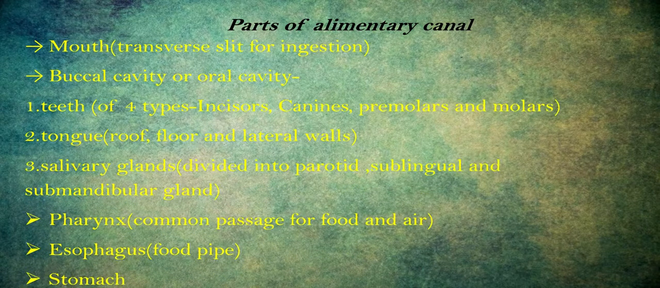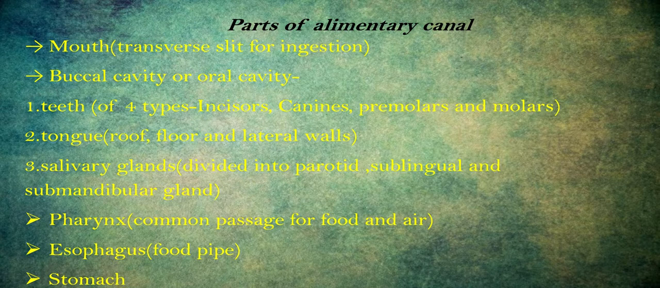Now first we will study the parts of the alimentary canal, what it consists of. On the PPT, it is written: the mouth is a transverse slit for ingestion. Second is the buccal cavity or oral cavity. In the buccal cavity, or oral cavity, come the teeth, tongue, and salivary gland.